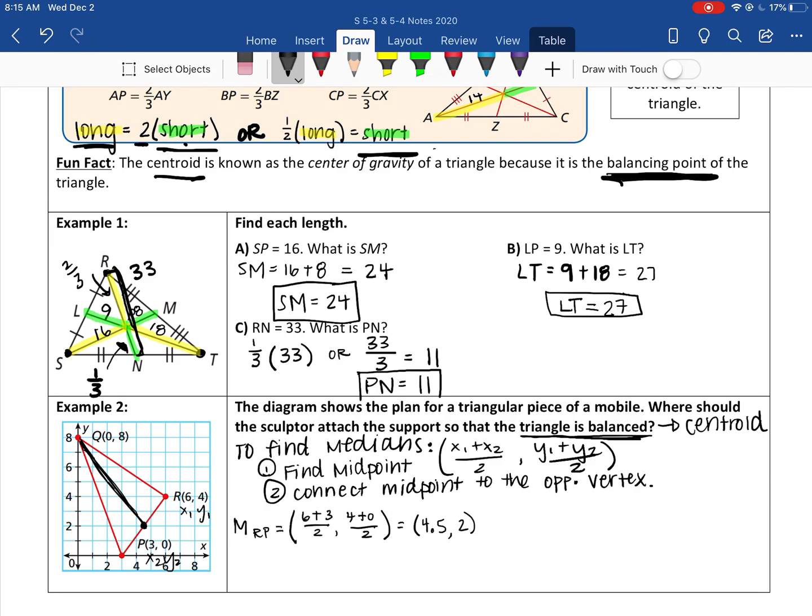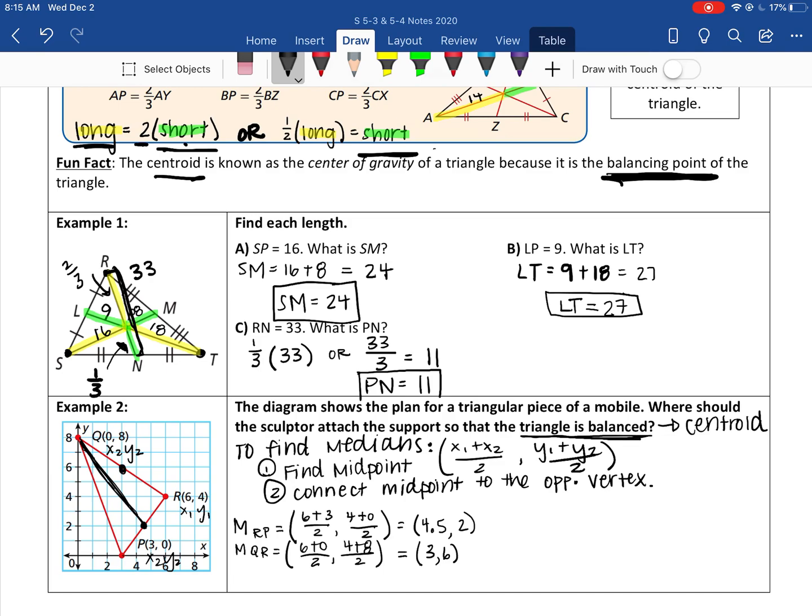So I'm going to find the midpoint of QR. So let's make this x2, y2. So we have x1, y1, x2, y2. So that's 6 plus 0 over 2 and 4 plus 8 over 2. So 6 plus 0 is 6, divided by 2 is 3. 4 plus 8 is 12, divided by 2 is 6. So we go ahead and locate 3, 6. 3, 6, which is up here.